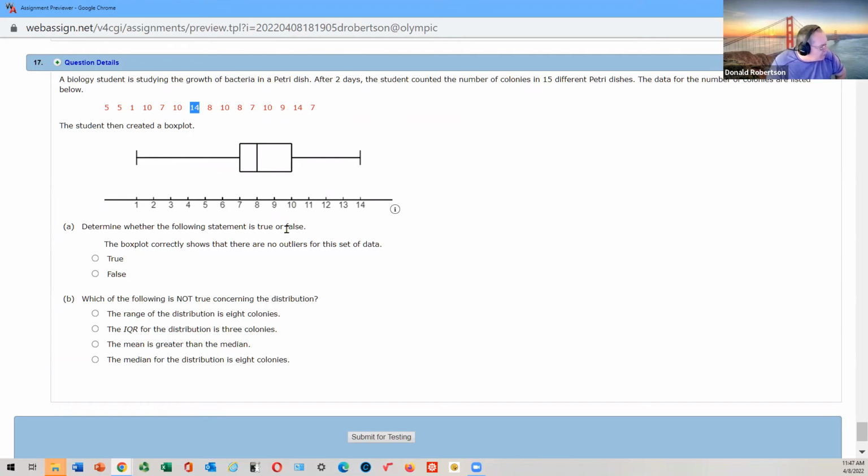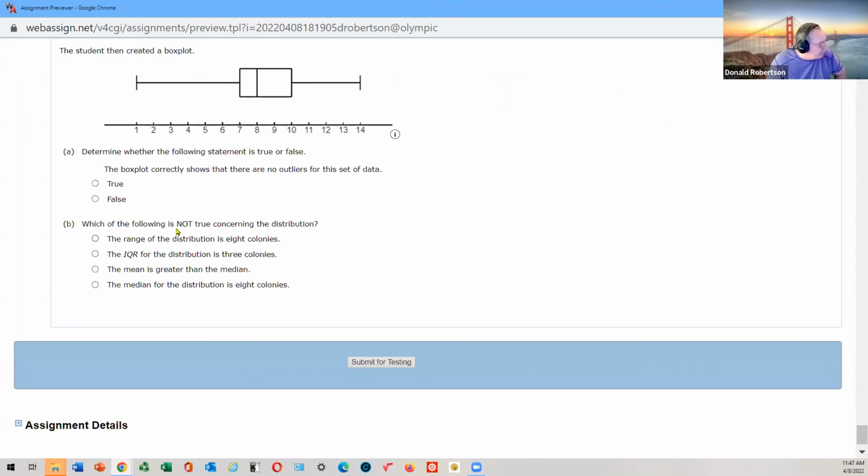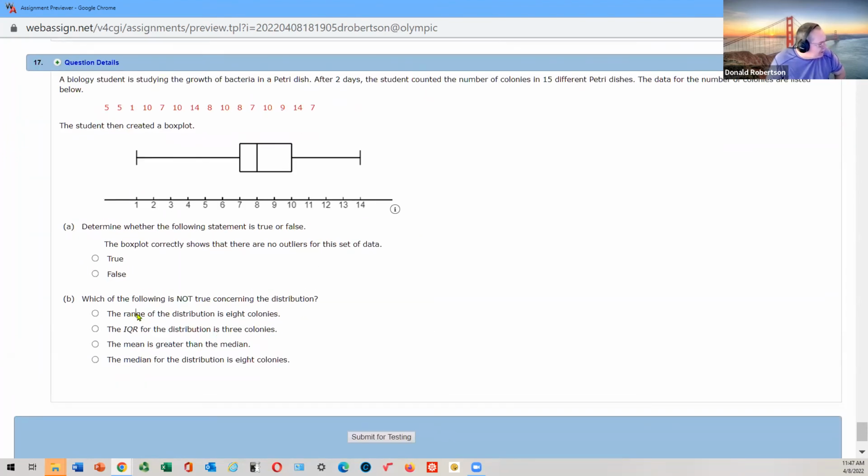Determine whether the following statement is true or false. The box plot correctly shows that there are no outliers. Yes, I don't see any outliers. Do you see any outliers? Silly question, okay. Which of the following is not true? Well, let's look at it. The first one they say is the range is 8. Well, if you start at 1 and you finish at 14, shouldn't the range be 13 then? And well, guess what? I found it the first time, right?